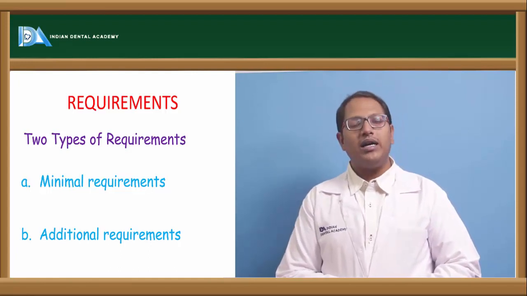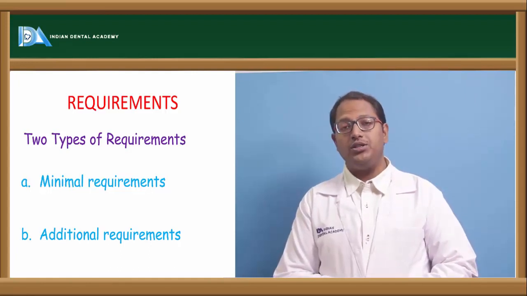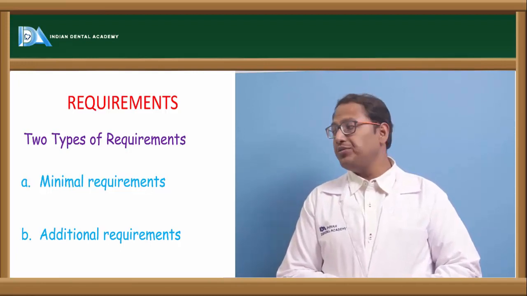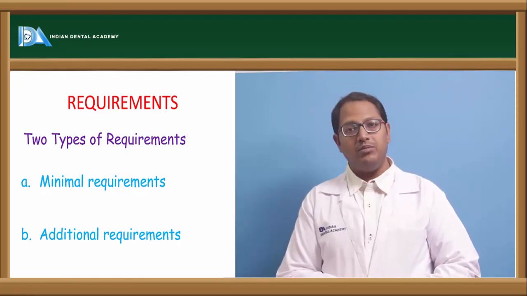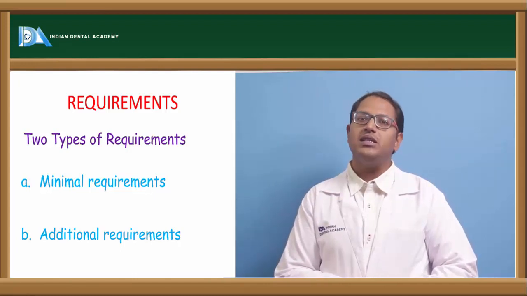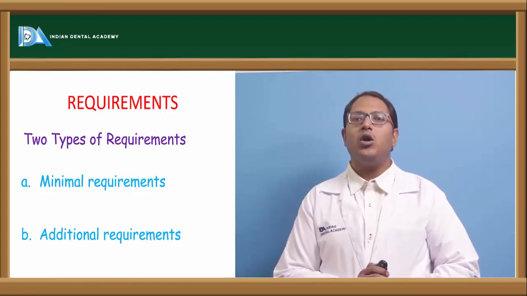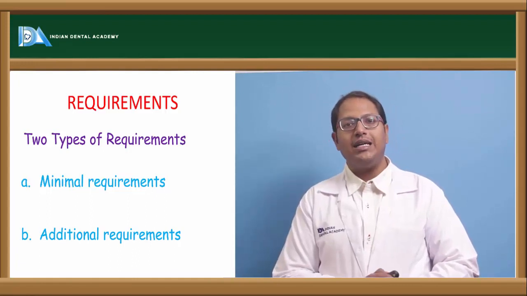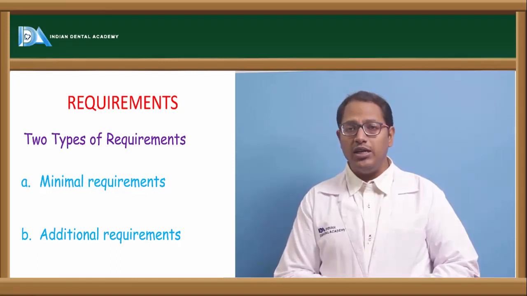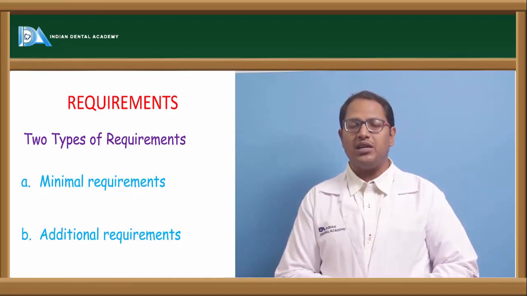What are the requirements of an articulator? We need to have some requirements for the articulator. It is classified according to Winkler into two groups, the minimal requirements and the additional requirements. Minimal requirements are those requirements which ought to be there in any kind of articulator. The first one is that the articulator should simulate the jaw movement. That is a basic requirement.